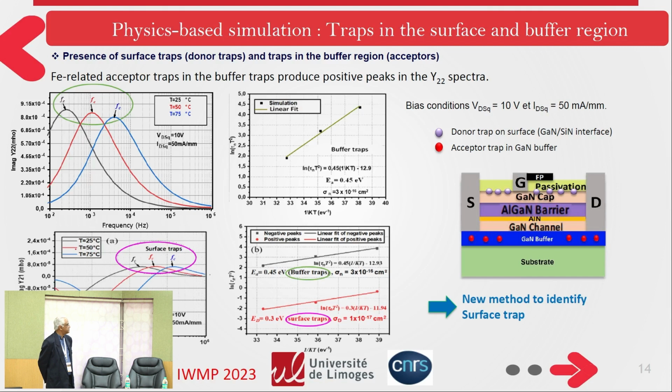The surface trap is 0.3 electron volt, which we already put in the simulation with the capture cross section, and also the buffer traps. So with Y21, we can see two traps, buffer traps and surface traps. But with Y22, we can only see the buffer traps. I think for modeling it will be important to have this kind of measurement, but it is very difficult to obtain. You have to make a good calibration of the VNA.